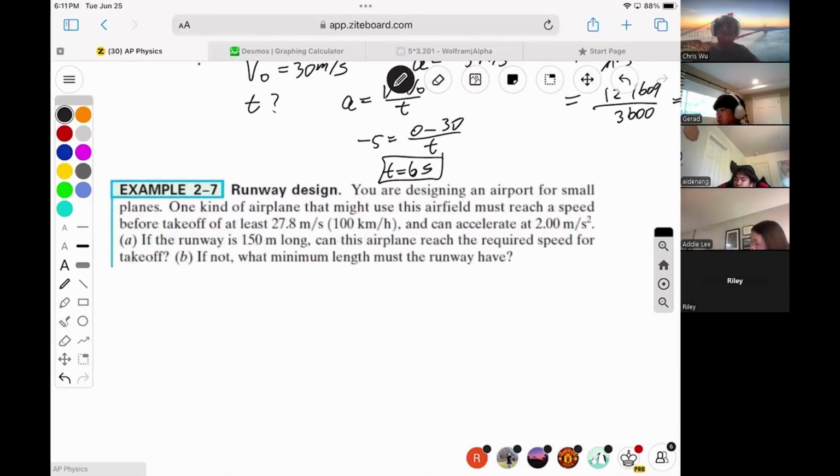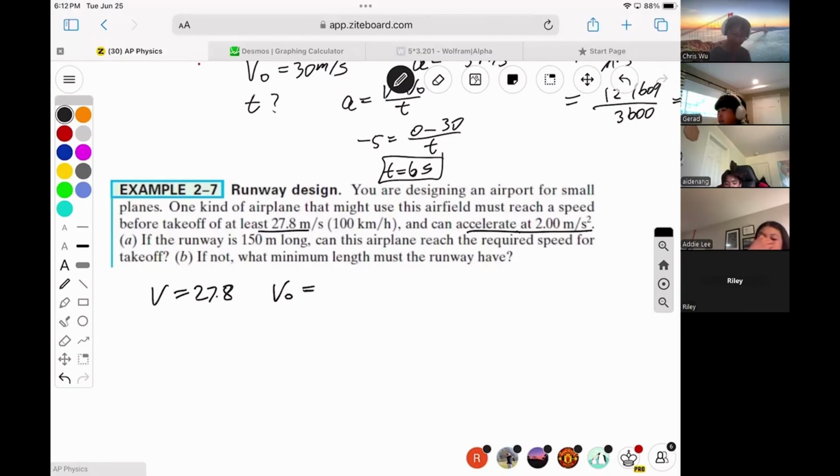Okay, all right. So, well, let's see. I know I'm doing constant acceleration because they told me there's acceleration here. And what are the things I know? I need the VF or V to be 27.8. I know V0 because I'm starting from rest, right?